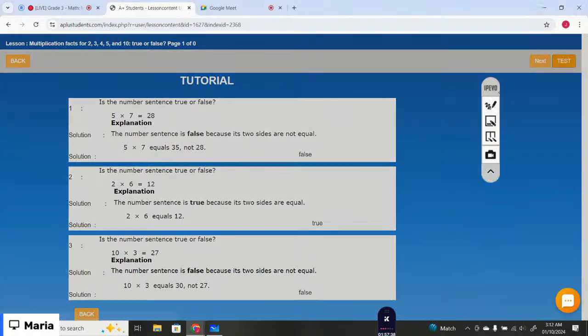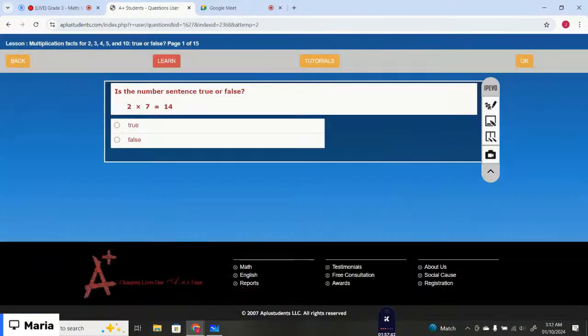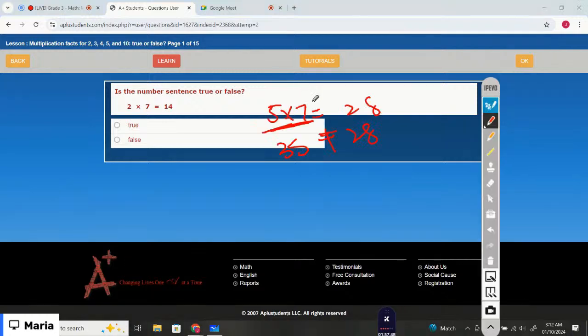Okay, let's just start with the test questions. Is the number sentence true or false? That is 2 times 7 equals 24. So solve this side. So 2 times 7. Sorry, 2 times 7 is 14.